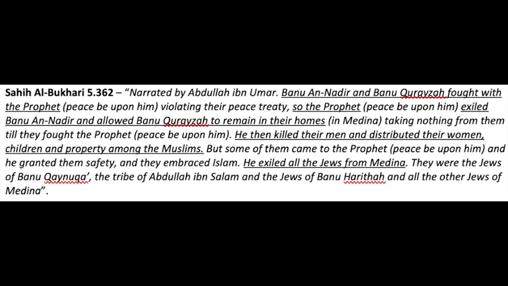So the Prophet exiled the Banu al-Nadir and allowed the Banu Qurayza to remain in their homes, taking nothing from them till they fought the Prophet. He then killed their men and distributed their women, children, and property among the Muslims. But some of them came to the Prophet, and he granted them safety, and they embraced Islam. He exiled all the Jews from Medina: the Banu Qaynuqa, the tribe of Abdullah ibn Salam, the Jews of Banu Harith, and all the other Jews of Medina. That would have been post 627.